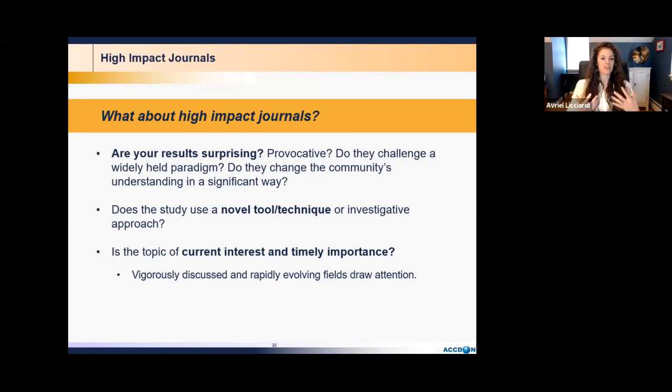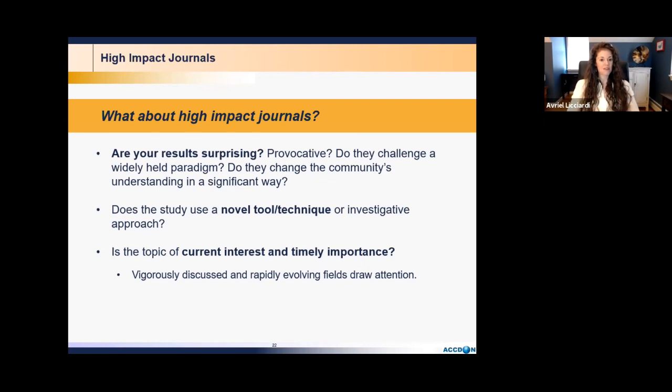But you need to really ask yourself, are your results surprising? Are they provocative in your field? Do they challenge a widely held paradigm? And do they change the community's understanding in a significant way? And if you can answer these questions with a yes, then high impact journals may be a good option for you. They will likely be a little bit more competitive, mainly because they have so many submissions per year. But if you answer those questions with a yes, then I do encourage you to try for a high impact publication. I do also always encourage people to ask their advisor if they think that that is also appropriate.